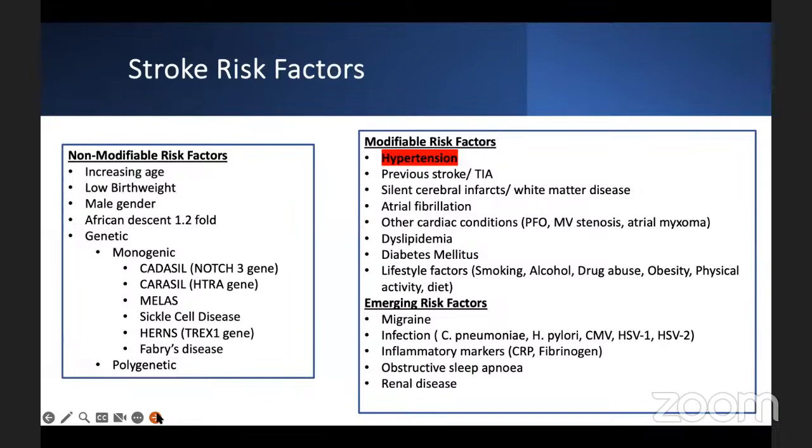Because in reality, if somebody has a modifiable risk factor, such as hypertension, atrial fibrillation, dyslipidemia, diabetes, and the person hasn't even developed a stroke and you identify those modifiable risk factors, you can do something about that risk factor that prevents the individual from developing a stroke in the first place. But even if the person has developed a stroke, then those modifiable risk factors are the things that you target or address to make sure that you are preventing the person from developing a recurrent stroke or vascular events. And there are things we call emerging risk factors, things like migraine, infection, inflammatory markers, sleep apnea, renal disease, which are all considered emerging risk factors.